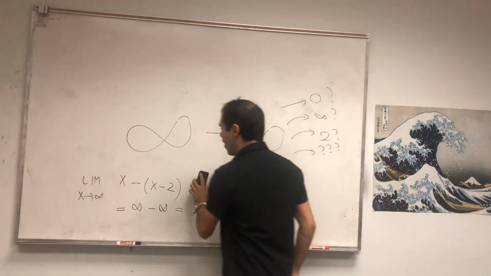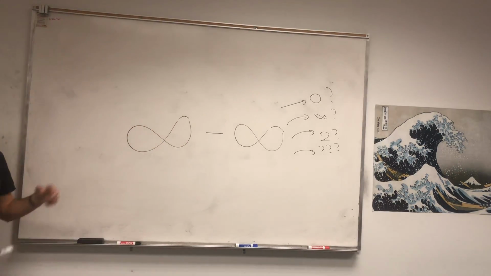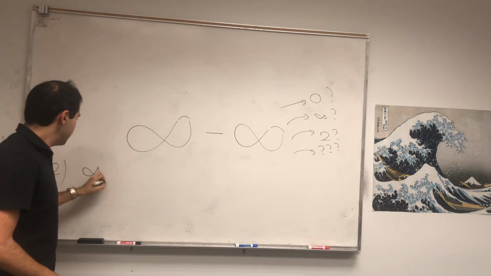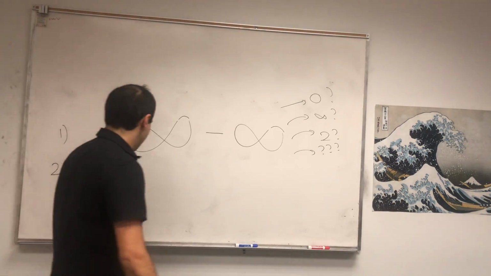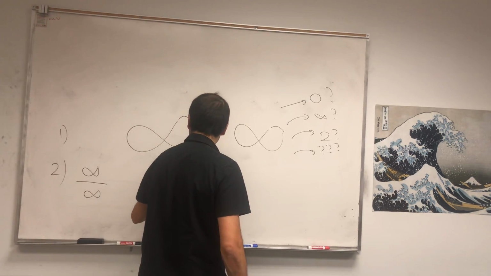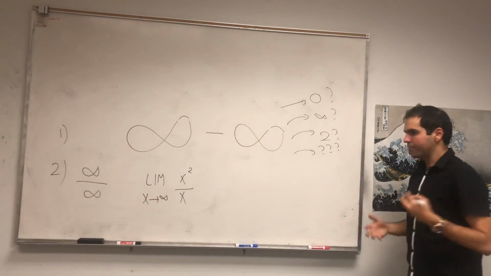So, this is one example of an indeterminate form, and now let me give you another example. One of my favorite ones, infinity over infinity. And let me illustrate this with the following simple limit. Limit as x goes to infinity of x squared over x.